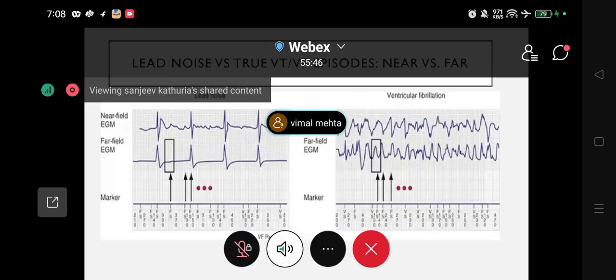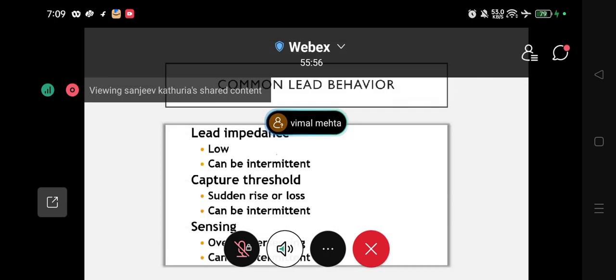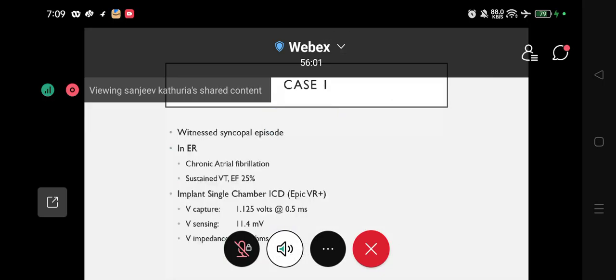Can anyone answer what is meant by a good R wave at the time of implant? Good voltage for the R wave at implant, yes. Can anyone explain? Even if you explain it a little wrongly or off track, it is okay. So explain it in the context of case number 1. Keep seeing what I have written there.